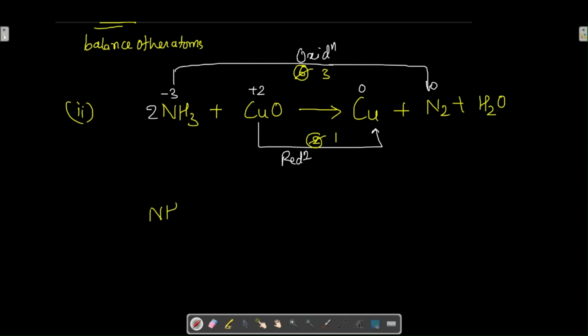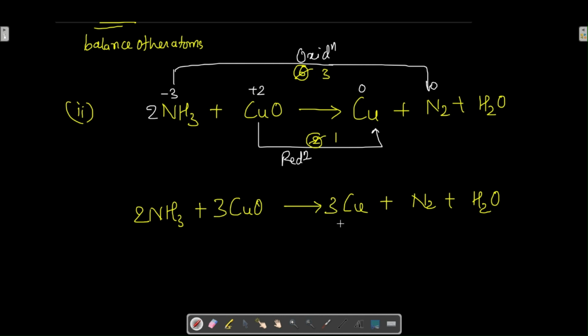Now what you have to do? Rewrite the equation: copper, nitrogen, water. Cross multiplication. So copper thing you will multiply with 3, nitrogen thing you will multiply with 1. Nitrogen already has coefficient 2 here, so keep it as such, 2 into 1 is 2. Here N2 is 1. Copper you multiply with 3, so 3 here, then 3 here.